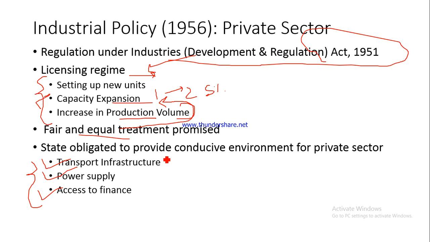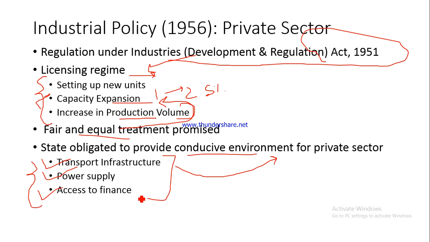So all these things were promised, and it was said that all these things will ultimately provide an environment which would be conducive for the growth of the private sector, which will encourage and stimulate the growth of private sector enterprises. Now, what do you understand by this particular aspect that I've discussed just now? That improvement in transport infrastructure will improve the prospects of the private sector. A 24/7 power supply, regular, consistent power supply would also help the private sector, or access to finance would also help the private sector.